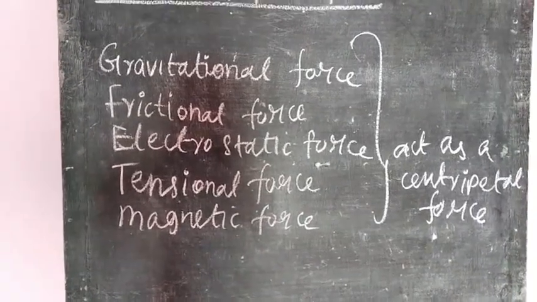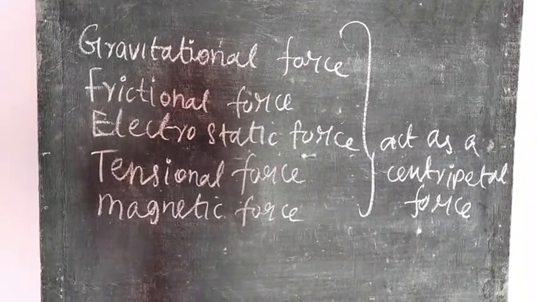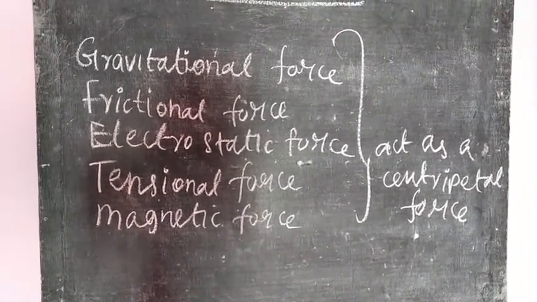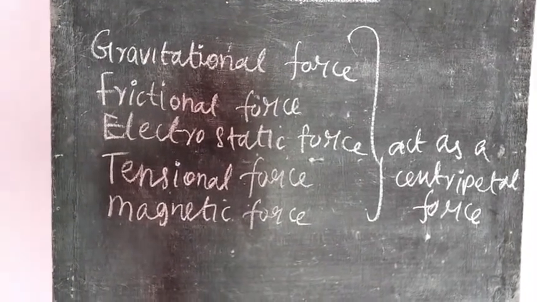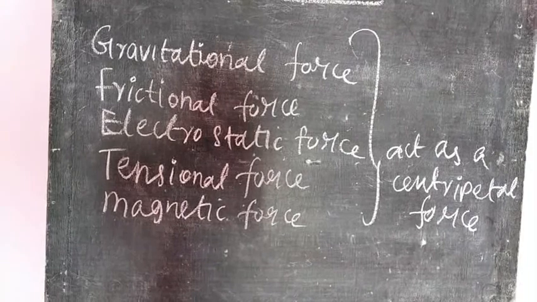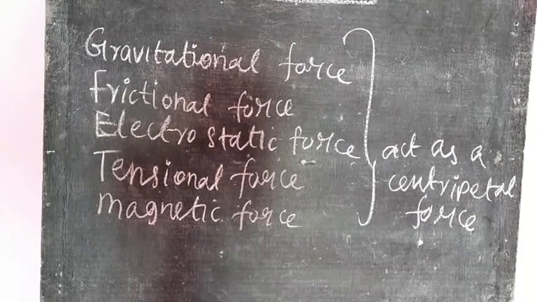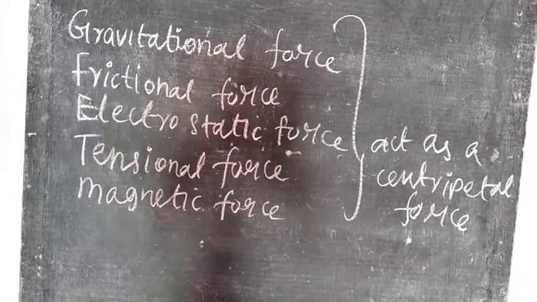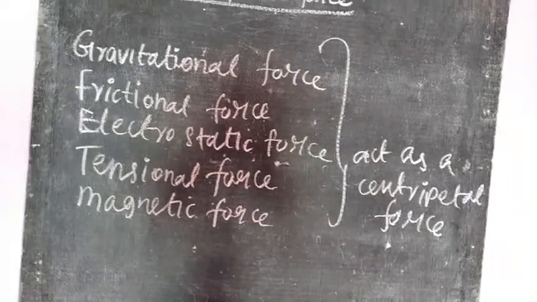Gravitational force, frictional force, electrostatic force, tensional force and magnetic force can act as a centripetal force. I will explain each type of force with suitable examples. The first one is gravitational force providing centripetal force. For example, all the planets revolve around the sun. Earth revolves around the sun, or the moon revolves around the earth, in a circular path.